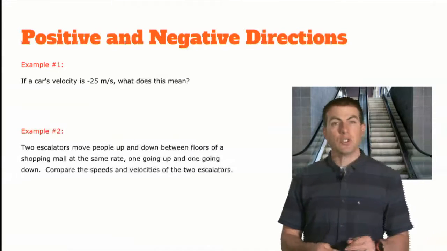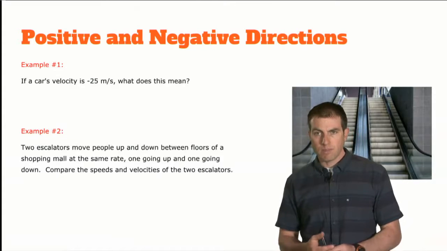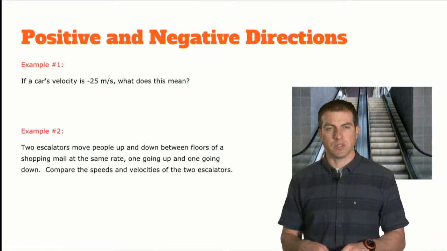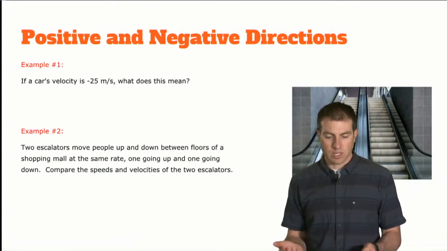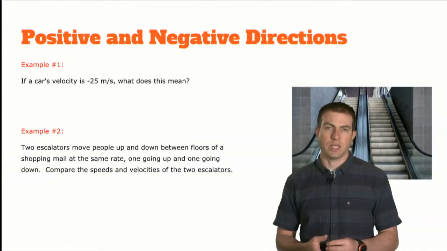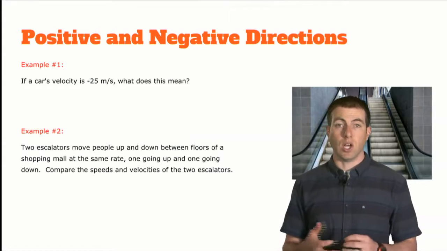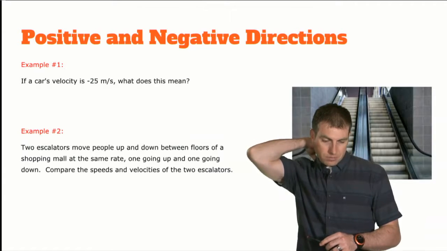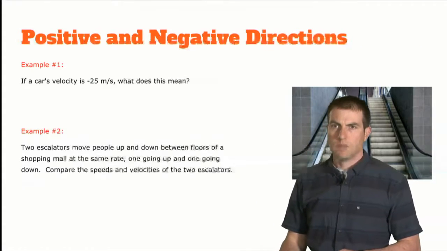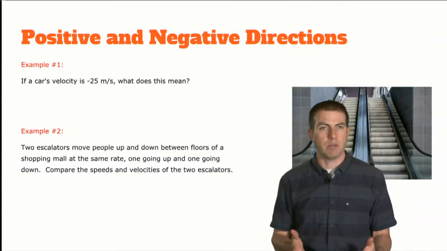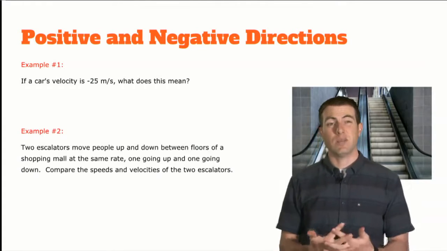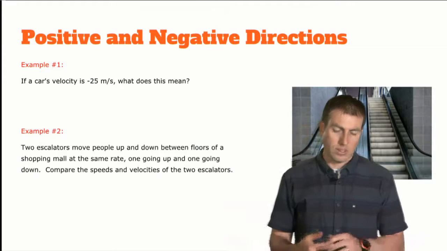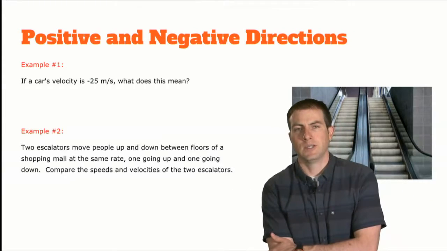So how would you describe it to somebody if I said, hey, the car's velocity was negative 25 meters per second? What does that mean to say negative 25 meters per second? Of course, meters per second is a velocity, but what does the negative mean? How would we describe it? Is there a way to describe it, or is it just negative? That's what it is, Mr. Borden. That's all there is to it.